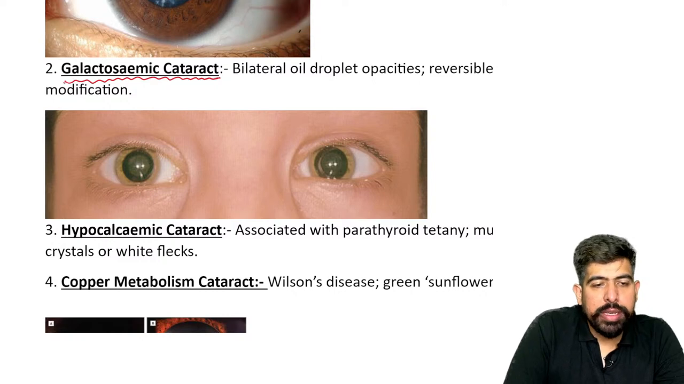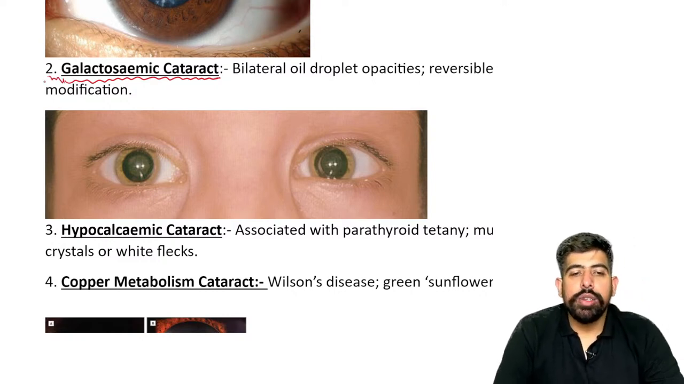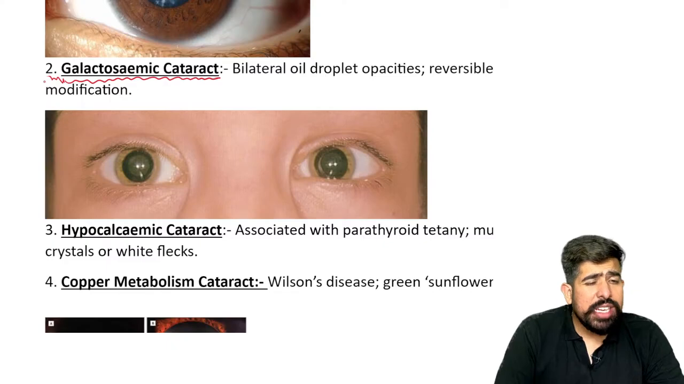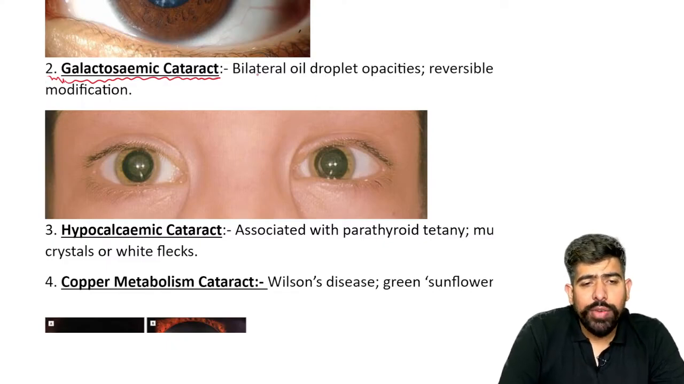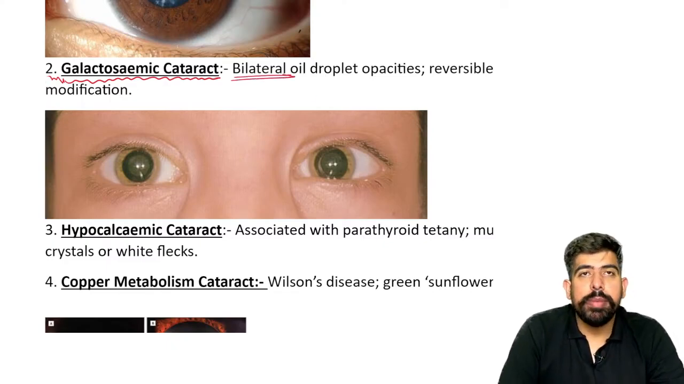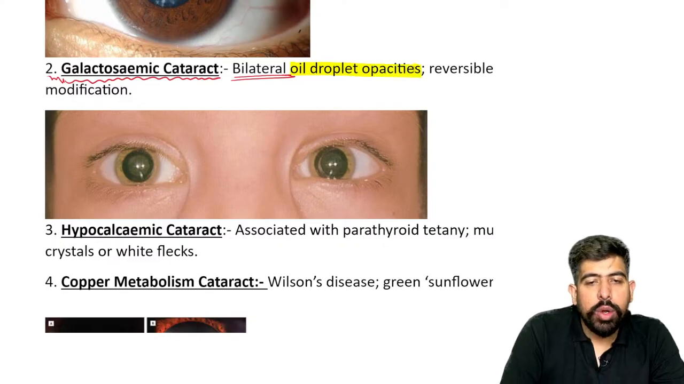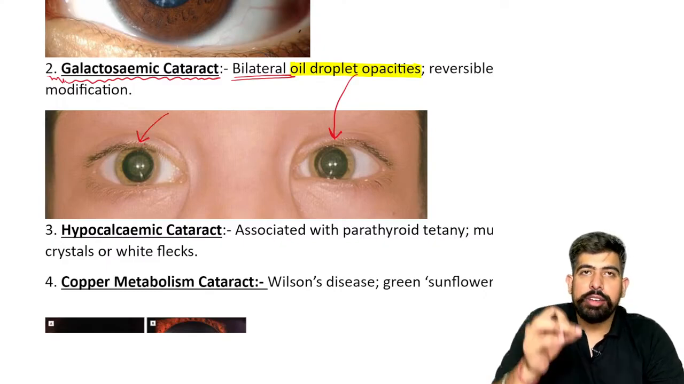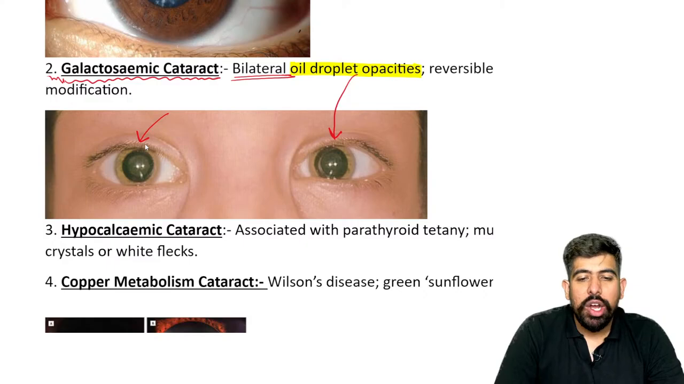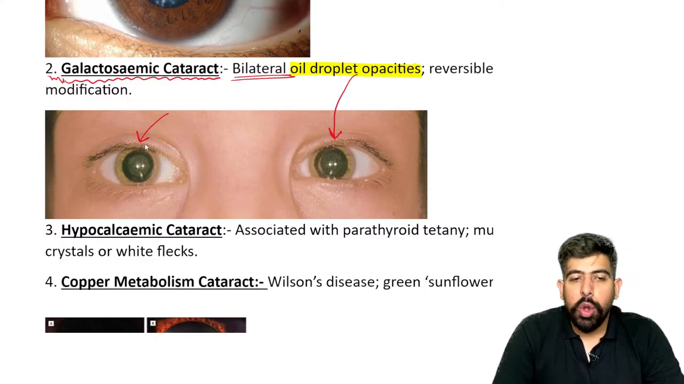Due to galactosemia, there is a cataract seen in children. Please remember this will be bilateral, and it also has a special name, which is known as oil droplet opacity. It seems like there is a drop of oil on the lens, so it is known as the oil drop cataract, also known as oil drop opacities.